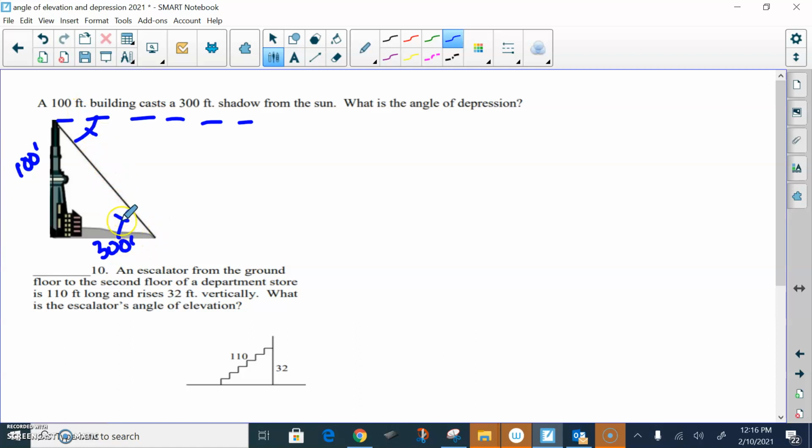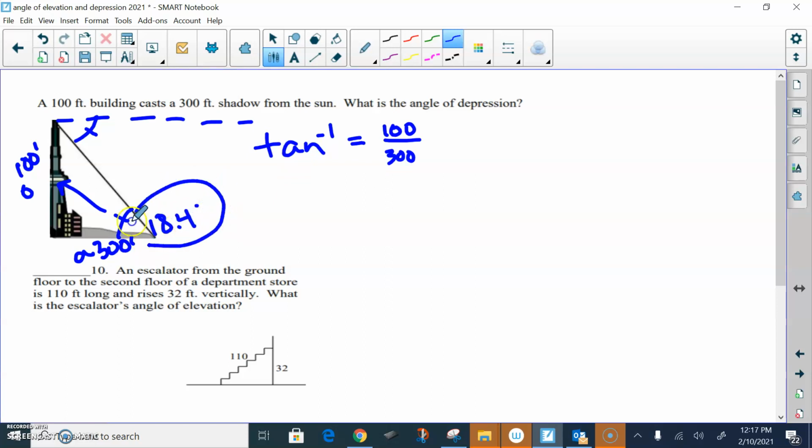So we're going to use this angle. So from this angle, this is opposite, this is adjacent. So that tells us we use tangent. And I'm looking for an angle, so that's when I use my inverse tangent. And it's opposite, which is 100, over adjacent, which is 300. You can simplify that if you want. So I'm going to press second tangent, 1 divided by 3, or 100 divided by 300, and it tells me the angle of elevation is about 18.4. My drawing's not very good. That's obviously not 18.4 degrees.